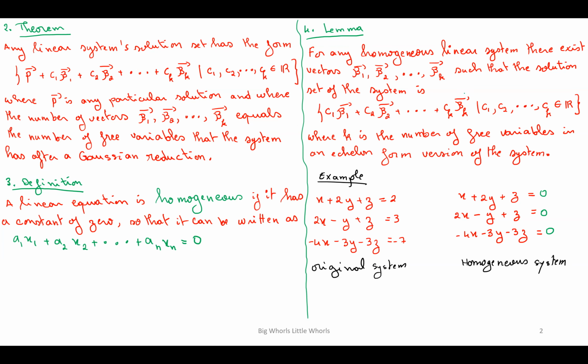And after this lemma, I want to give you some observations, so that you can see clearly those observations. Let me solve these two types of systems, the original system and then the homogeneous system. So let us solve it, and you will see the beautiful thing about the homogeneous systems.